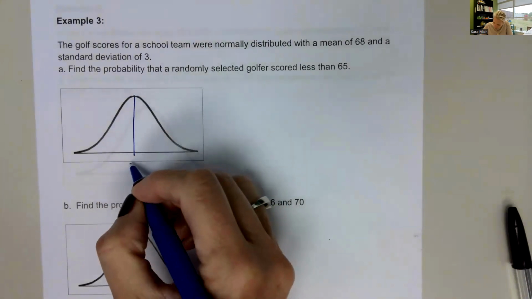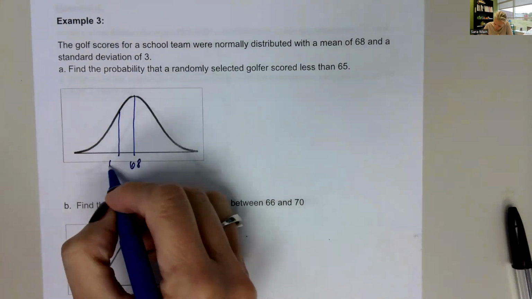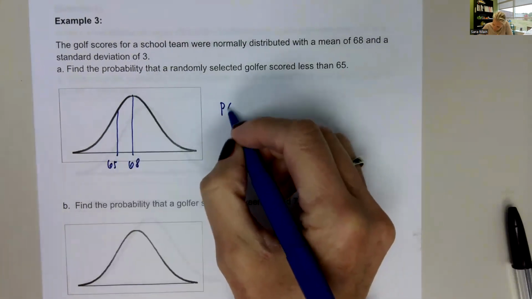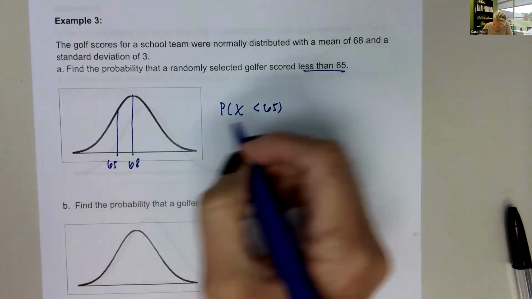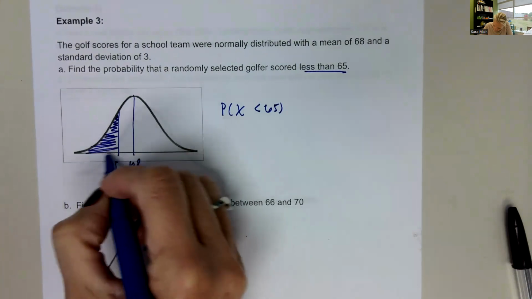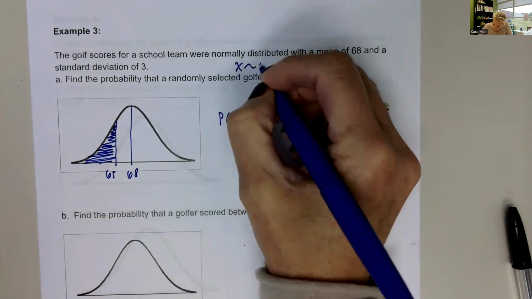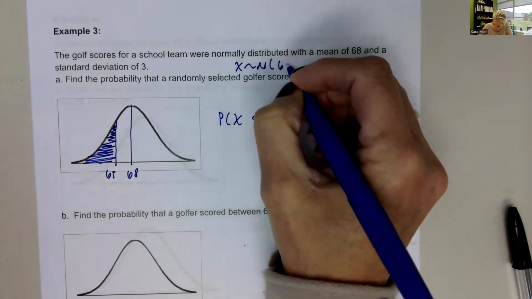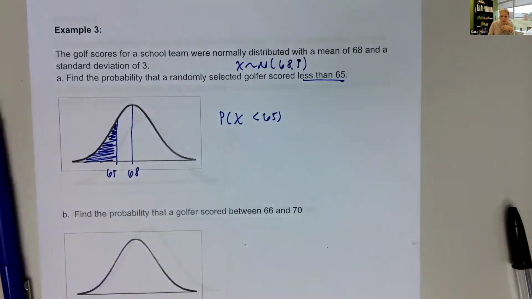So team average was 68. We want to know what is the probability that the golfer scored less than 65. And X is normally distributed with 68, 3. So we are going to go to Desmos.